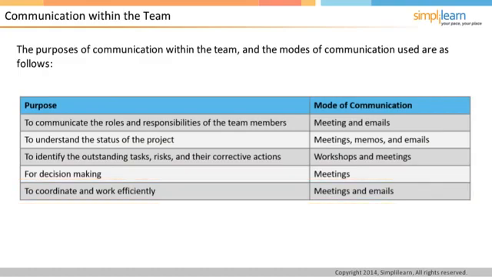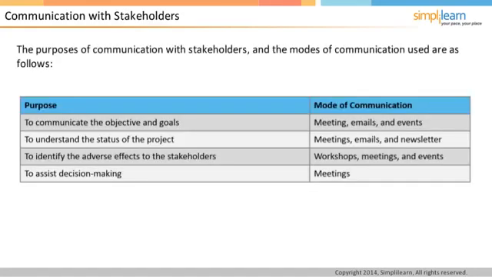The purpose of communication with stakeholders and the modes of communication used are as follows. Meeting, emails, and events are suitable to convey project objectives and goals to stakeholders. Meetings, emails, and newsletters assist stakeholders in understanding project status. Workshops, meetings, and events help stakeholders to identify the adverse effects of a situation. Meetings with stakeholders assist decision-making process. In the next screen, we will discuss the communication technique.